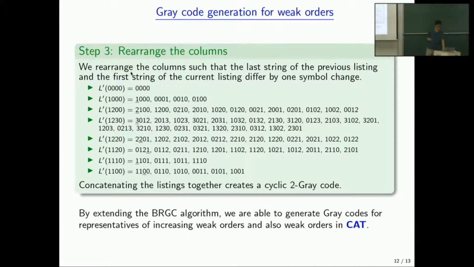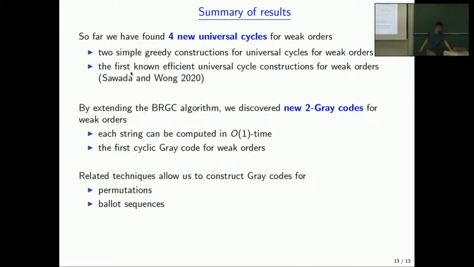And so that's actually the second work we work on, the weak order stuff. The other thing, which is nice, is that somehow we found out that this algorithm can extend to generate other combinatorial objects, to generate Gray code for other combinatorial objects. The other combinatorial objects we are working on are permutations and also ballot sequences, which we proved that by using a similar idea, we can actually generate a Gray code for ballot sequences.